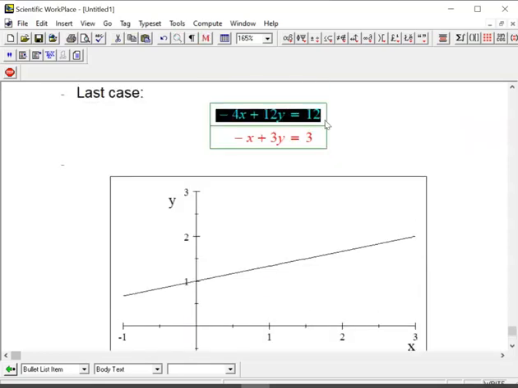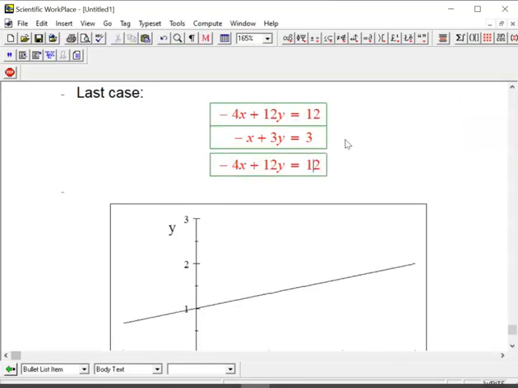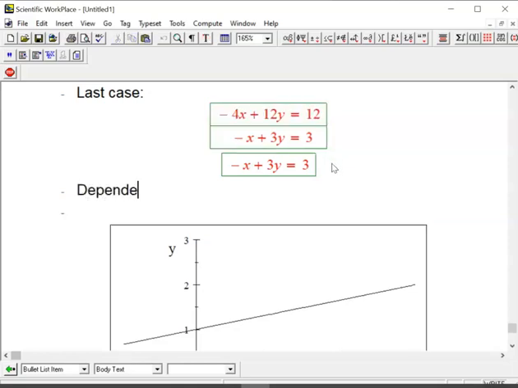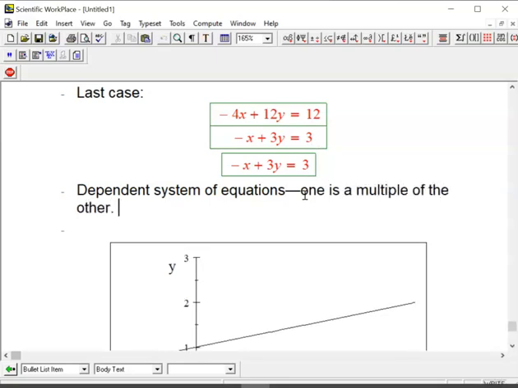Well, here's the deal. Let's look at this equation. If I take that equation and divide everything by 4, oh, that's just the same equation. So this is a very special case, but it totally can happen. You have two equations that seem to be different, but they're actually identical. This is called a dependent system, where one of the equations depends on the other. It's really just a multiple of the other. There's just one line.